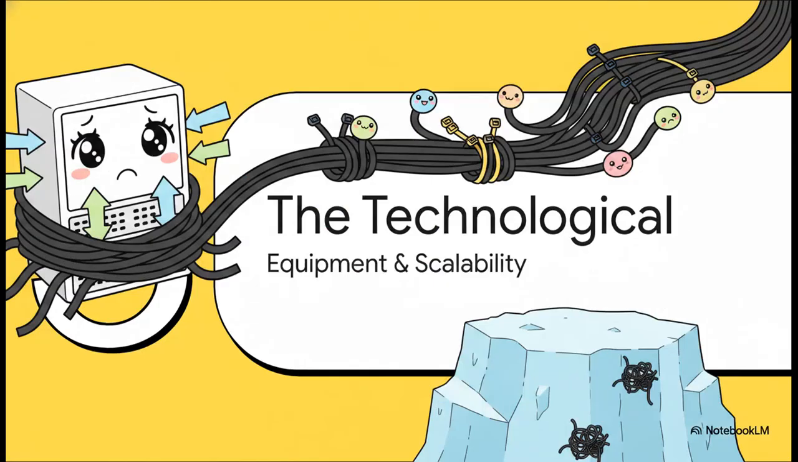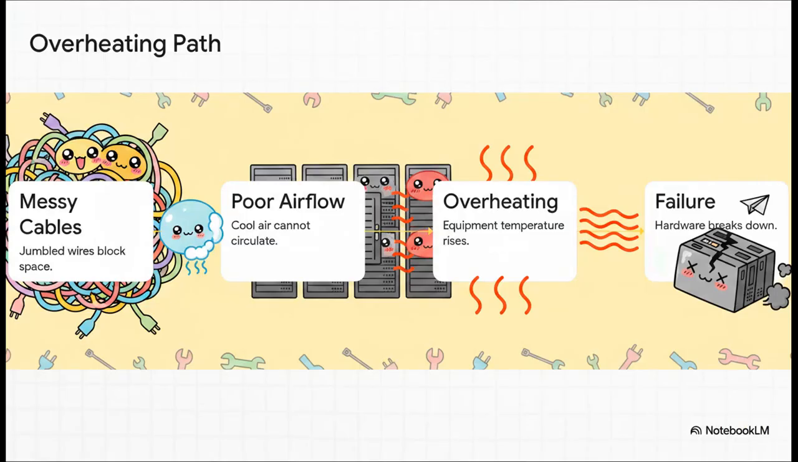Let's dig deeper into Section 3, the technological: equipment life, airflow, and scalability. Let's see how this builds, because there's a direct cause and effect chain that happens inside a poorly managed server room. Step 1, messy cables. When thick bundles of wires are jumbled up and shoved into a server rack, they create a literal physical wall. And that leads directly to step 2, obstructed airflow.